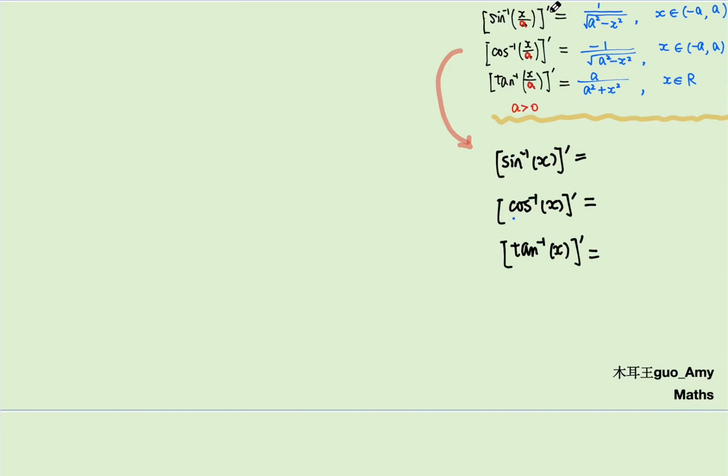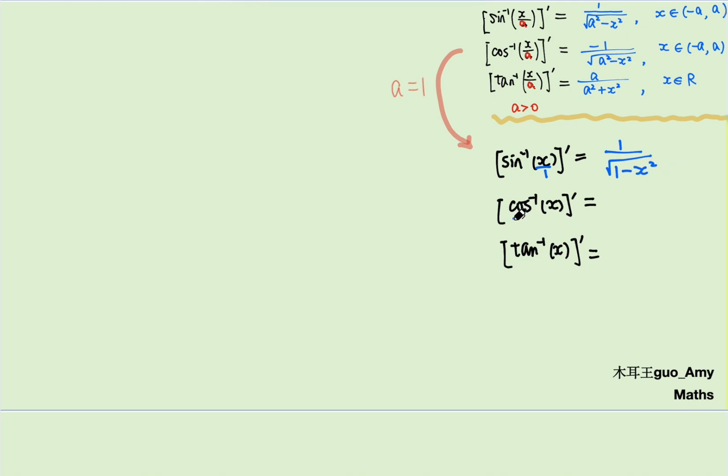Once we have remembered the formulas of the generalized form, we can let a be number 1 to get the formulas of the basic functions, because x can be written as x over 1. And now let's recall these formulas together. For inverse sine, we will have 1 over root, and since the fraction is x over 1, 1 squared minus x squared.